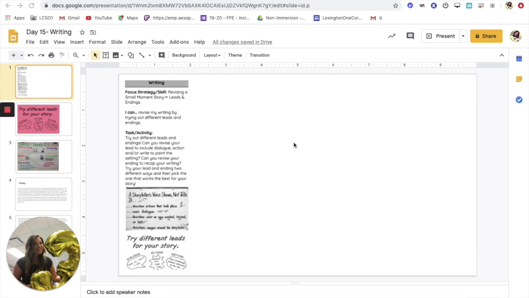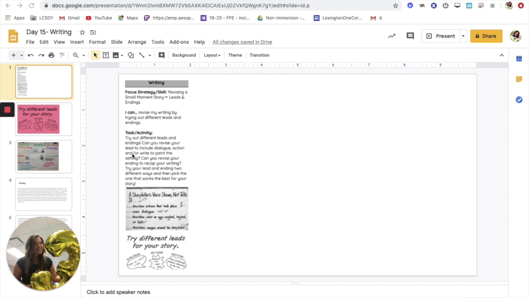As for writing for day 15, you were supposed to focus on revising your small moment story and adding some leads and endings. And so you were supposed to write fast and furiously, just super fast, getting all your thoughts out on paper about a story, a small moment, time in your life. And we talked about what a small moment was and how it wasn't this whole week of things, but it was just this little time period in your life. And so you were supposed to write that out yesterday, and that's all I really wanted you to do. You didn't have to fix it or go back and read it.